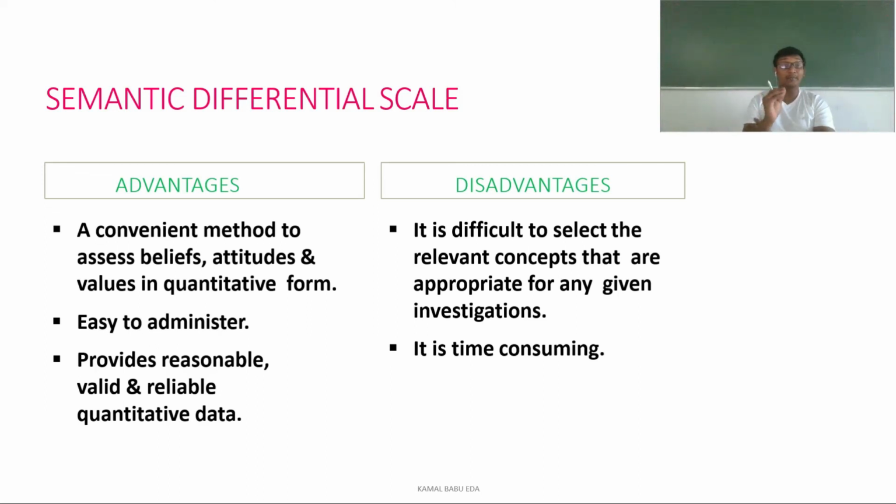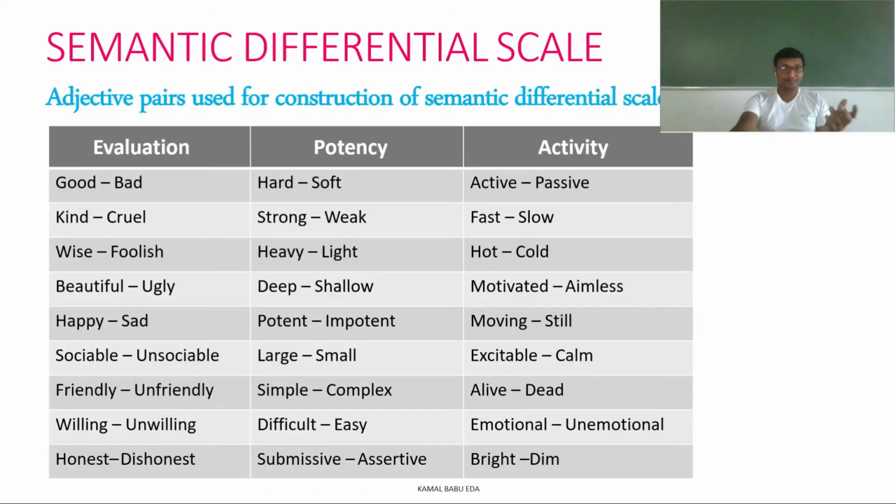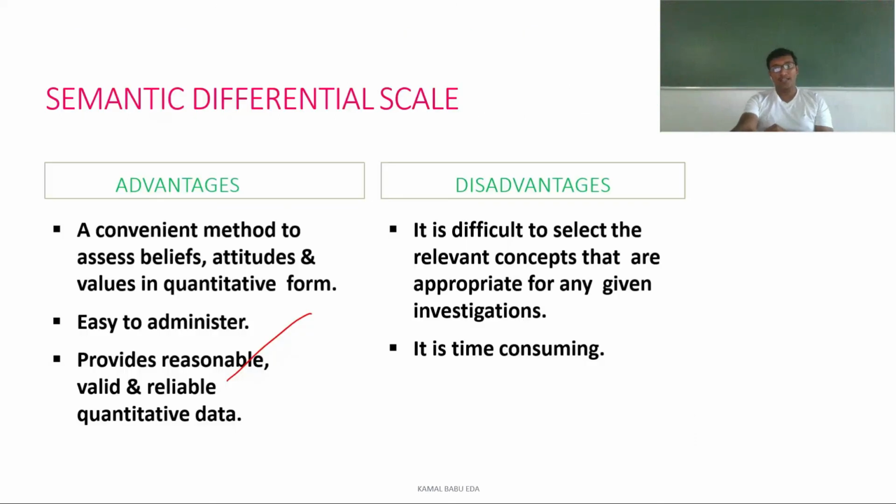it is a convenient method mainly used to assess beliefs, attitudes and values in a quantitative form. It is very easy to administer. It provides reasonable, valid and reliable quantitative data. Coming to the disadvantages, it is very difficult to select the relevant concepts that are appropriate for any given investigation. You have to take the adjectives from evaluation, from potency, and from the activity chart. So it is very difficult when you are formulating, and it is very time consuming. So this is the semantic differential scale.